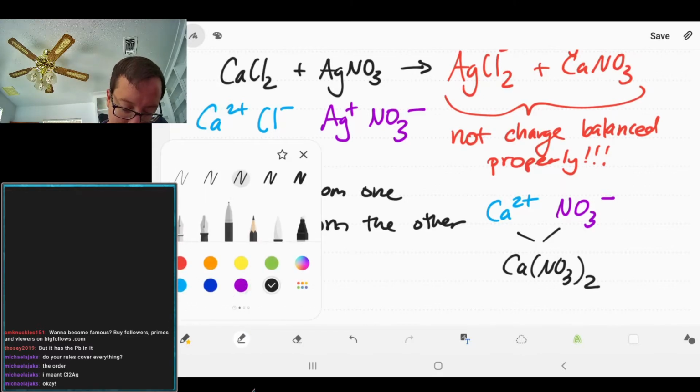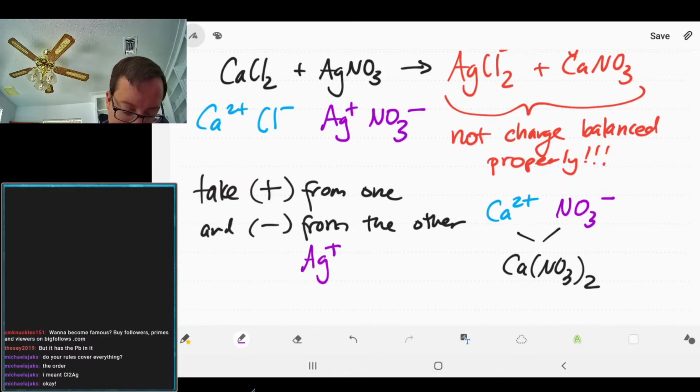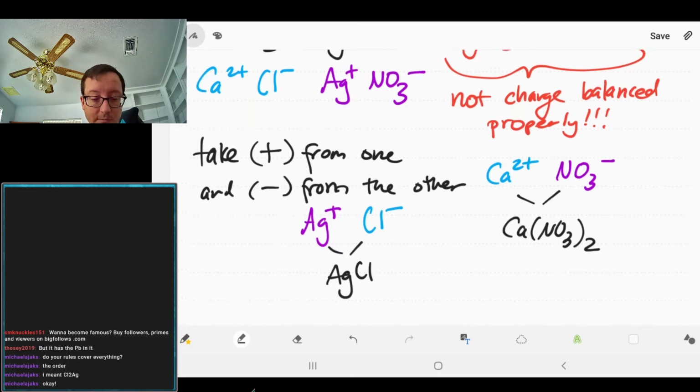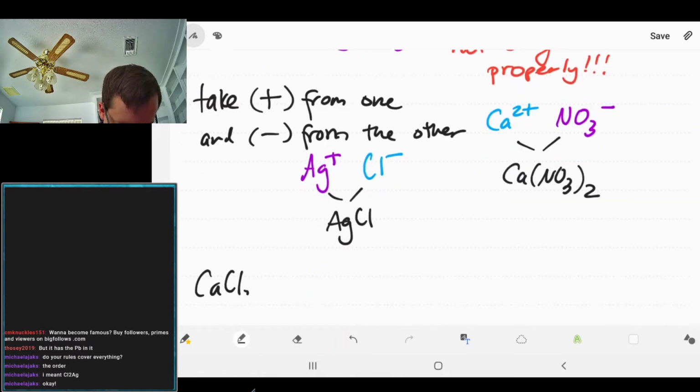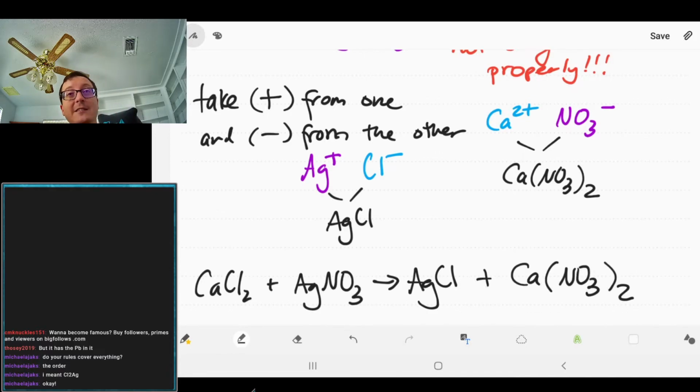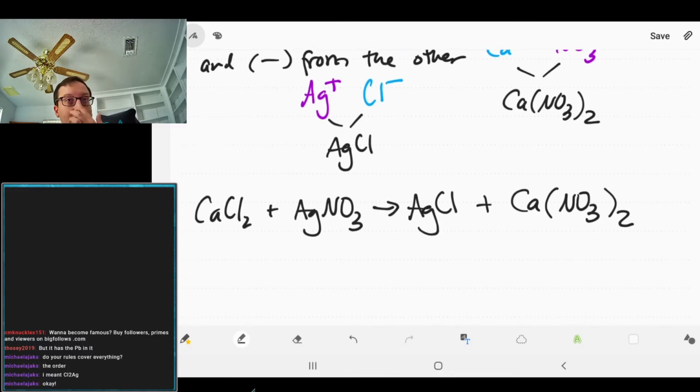And if we take the other part, the positive purple one and the negative blue one, and charge balance that, they're the same charge, so we just need to write AgCl. Always positive one first. So these are the correct compounds for our reaction. If we rewrite it, the compounds we're making are AgCl and calcium nitrate. So silver chloride and calcium nitrate. We swapped the ions, and we've charge balanced properly.